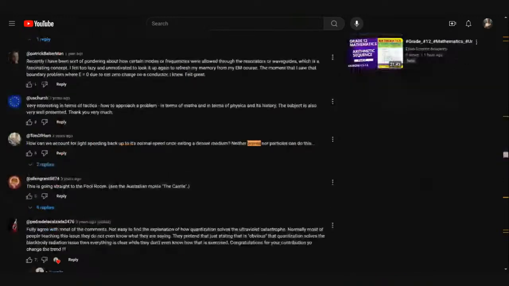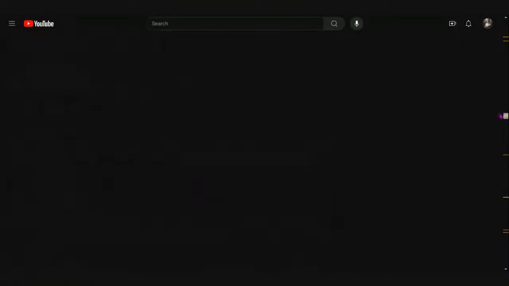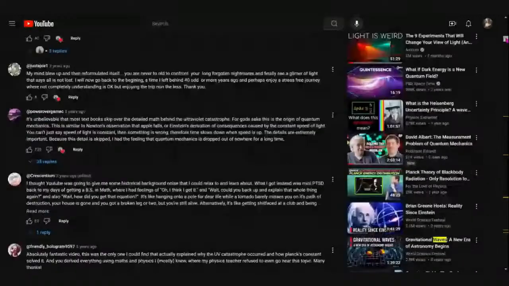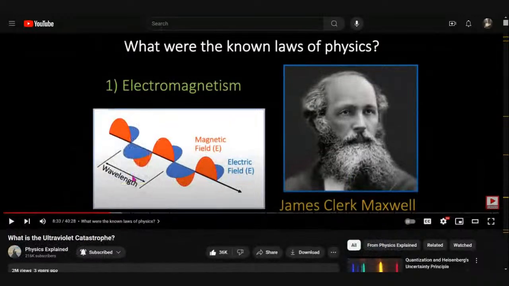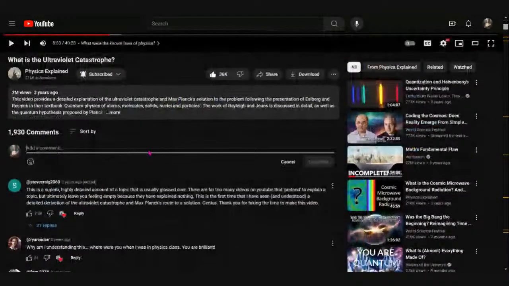Neither waves nor particles can do this. How can we account for light speeding back up to its normal speed? I don't know. Okay. Anyway, no one is discussing these 2 points. I don't know. Should I mention this? This is 8:33. So 8:33.